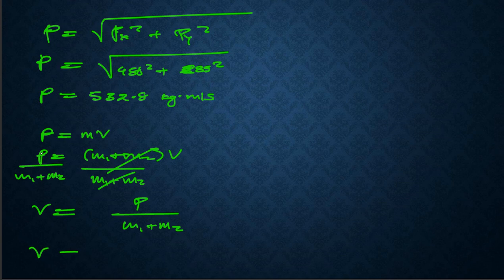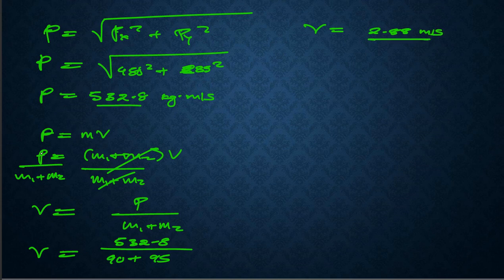So our total momentum is going to be equal to 532.8, over the summation of the masses. The first mass was actually 90, the other one was 95. So our velocity is going to be equal to 2.88 meters per second.